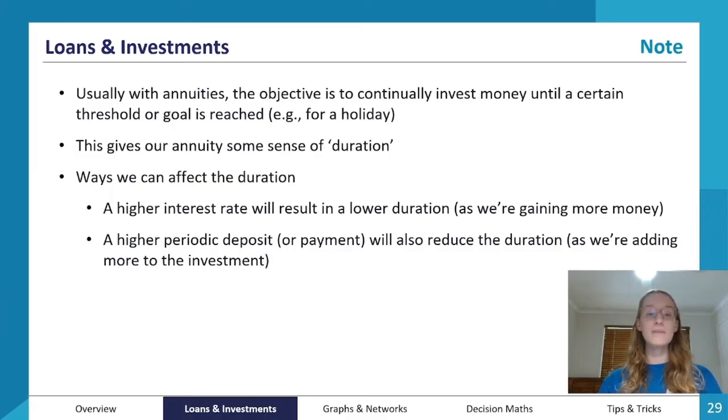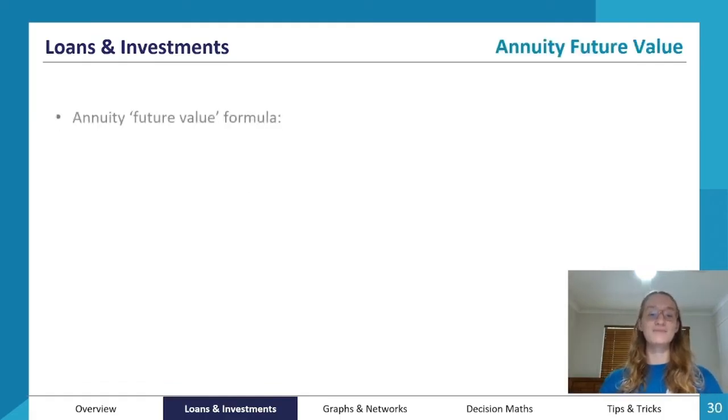Or if we have a higher periodic deposit, so now I'm going to save $200 a month instead of $100 a month. That higher deposit will also reduce the duration because again, we're adding more to the investment. We're going to reach the end goal quicker. And again, that is quite literally the opposite of what we learned in reducing balance loans, because this is an investment rather than a loan.